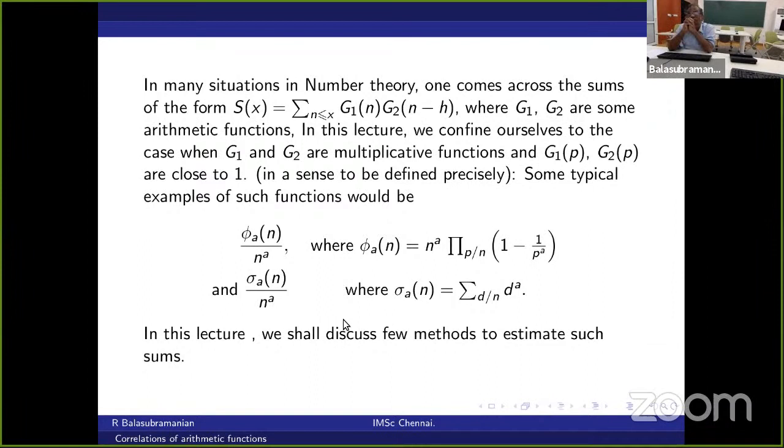In many situations in number theory, one comes across sums of the form G1(n) G2(n minus h), where G1 and G2 are some arithmetic functions. For example, G1 can be the divisor function and G2 also. Therefore, you will be having d(n) d(n minus h), or sometimes d(n) d3(n minus h), and so on and so forth. There are also situations where G1 comes from some GL2 function and G2 comes from GL3 functions, and then you want to know the shifted sums.